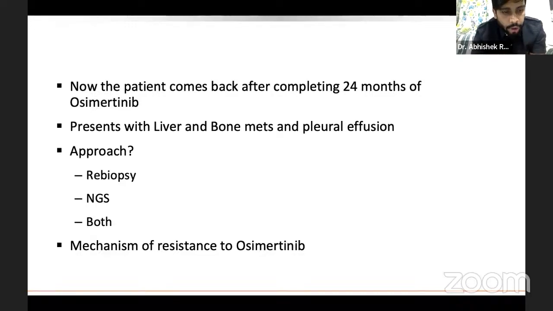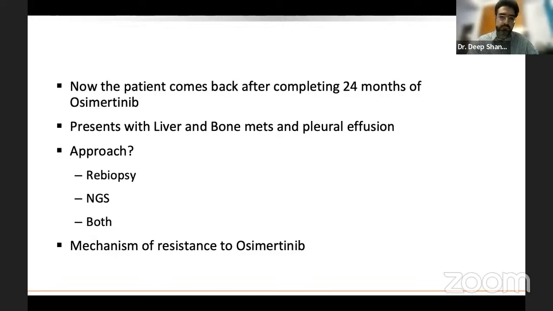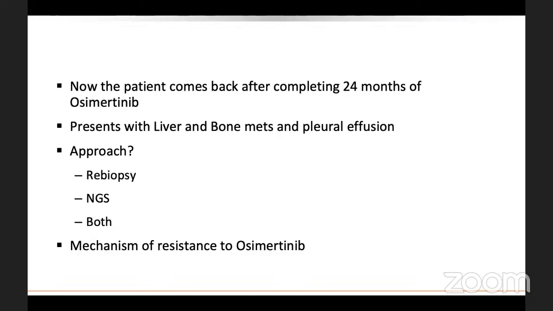Dr. Ashwin can take this. So definitely we'll re-biopsy, first to prove metastatic disease. Apart from that, to see any other mutations. I think MET mutation is quite common in these patients. We can also check for histologic transformation, either to squamous cell or small cell. So I think three things we can check.